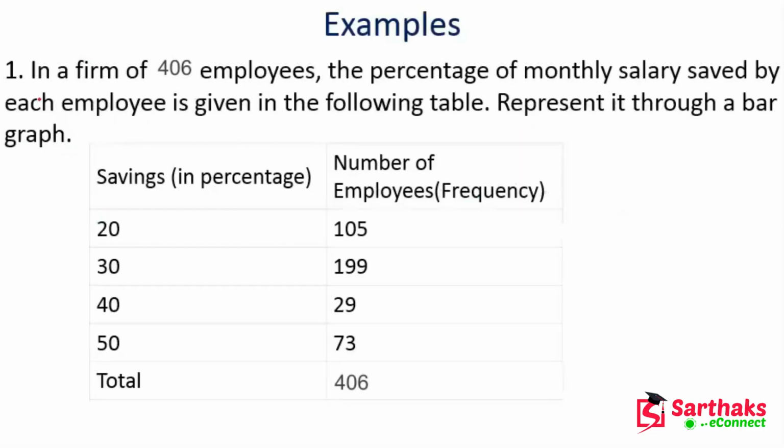Okay, yes. So question number 1 here is, you can see, in a firm of 406 employees, the percentage of monthly salary saved by each employee is given in the following table. Here you can see. Okay, now represent it through a bar graph. Here is the number of employees, this is the frequency, and here are the savings in percentage. Okay, this is salary saved, means this is saving.